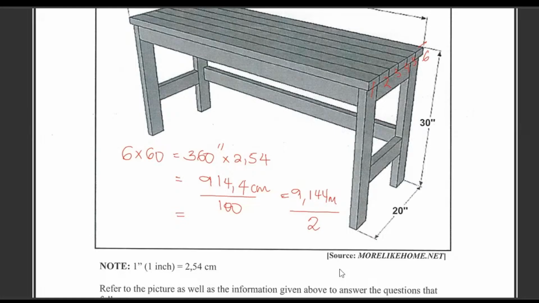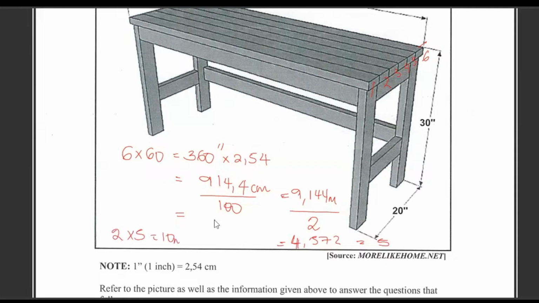9,144 divided by 2. So he will need 4,57 planks. But remember, they don't buy half a plank. They buy full planks. So if he needs 4 something, that means approximately 5 of them. So it's going to be 2 times 5, which is 10.